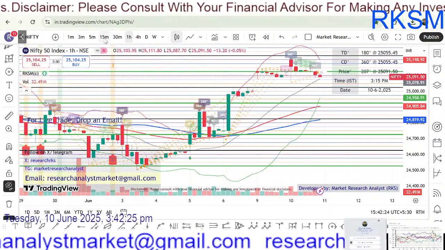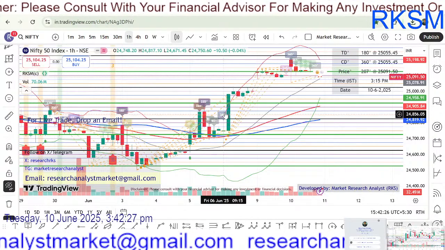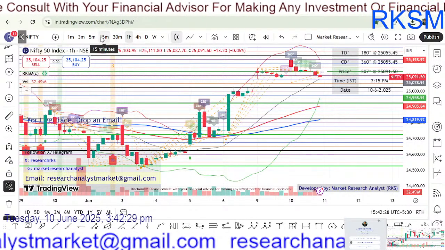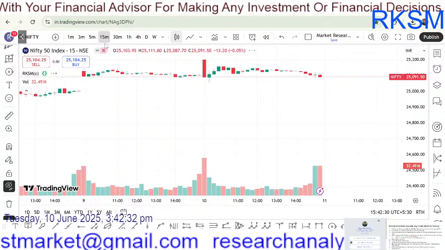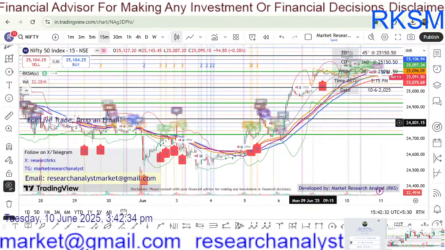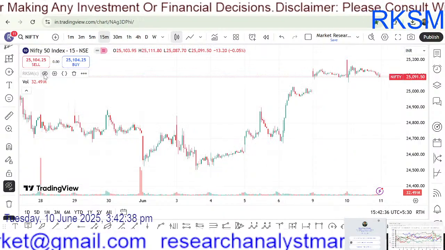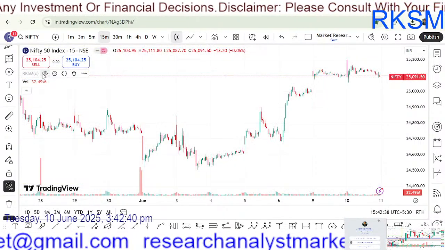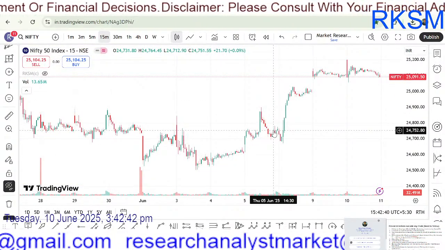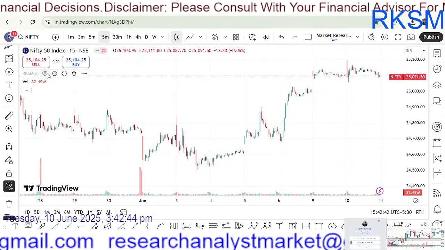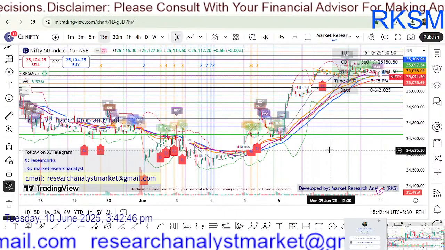This is the 1 hour time frame chart, and we can also have a look at the 15-minute. So you see here, this is our model on the chart. If you switch on our model, you don't need to do anything, just click once, one click, and it will tell you all the statistics.